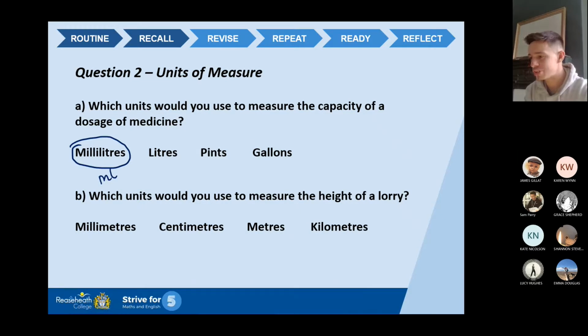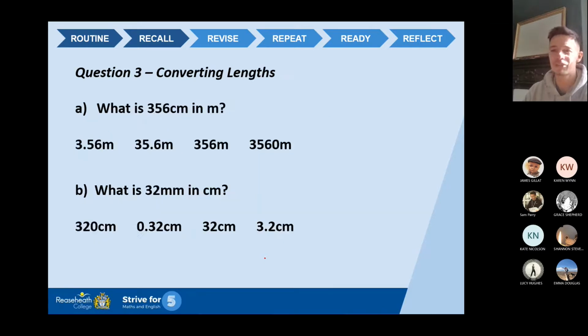Which units would you use to measure the height of a lorry? So a lorry. Well, it wouldn't be millimeters, that's too small. Centimeters as well is very small. Meters is what we're after. So they're probably 4 or 5 meters tall, a lorry. Kilometers, way too big. Things that you'd measure in kilometers are, you know, marathons or the distance from one village to another village. So that one, understanding roughly how you would measure that, I don't want to say common sense because nothing really is common sense, but it's just using your knowledge of what you would measure in. What would be the most sensible thing to suggest?